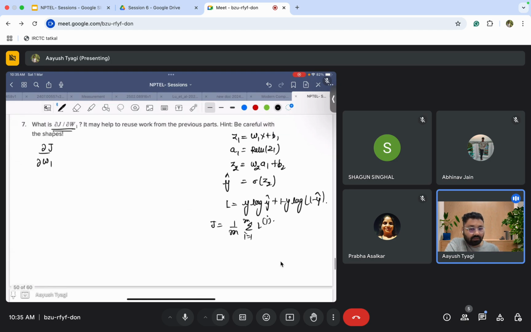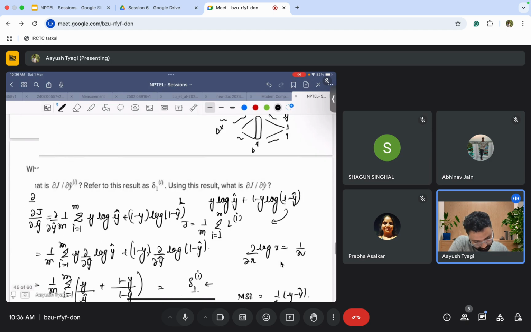So what we are being asked is to compute J with respect to W1, right? So we have to see how J changes with respect to W1. We'll go step by step, whatever we have seen. What we require first is how you compute J with respect to Y hat. This was the first thing we did, right?